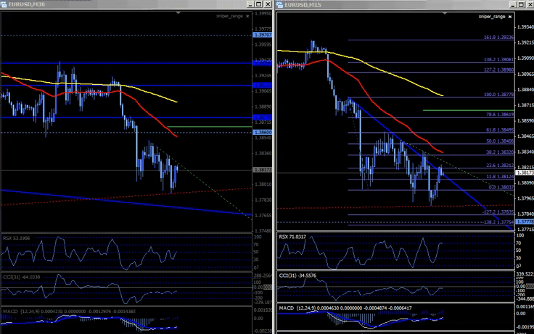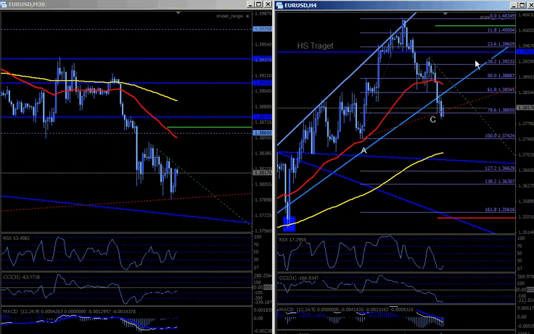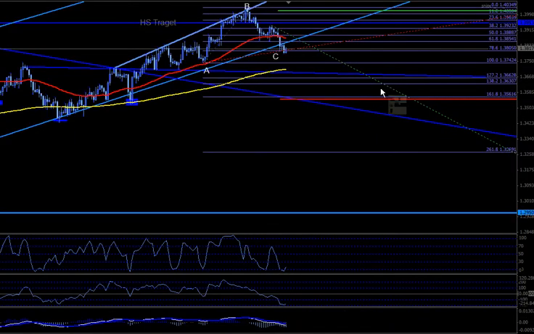Okay, this is March 10th, 2011. It's in the afternoon, about 12:20 p.m. Eastern Standard Time. And let's take a look at this euro dollar and what's going on here. So this is a 4-hour chart. Okay.